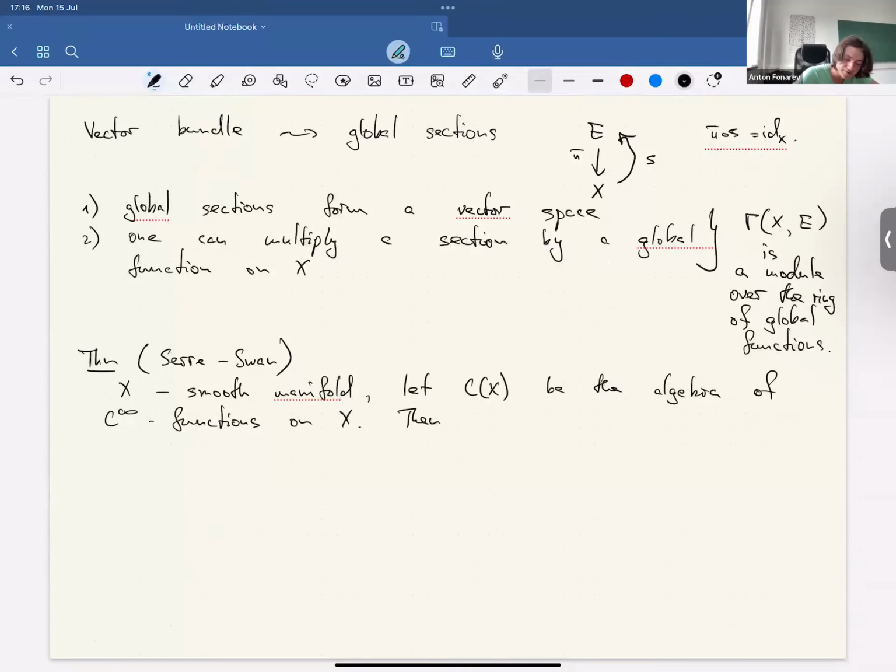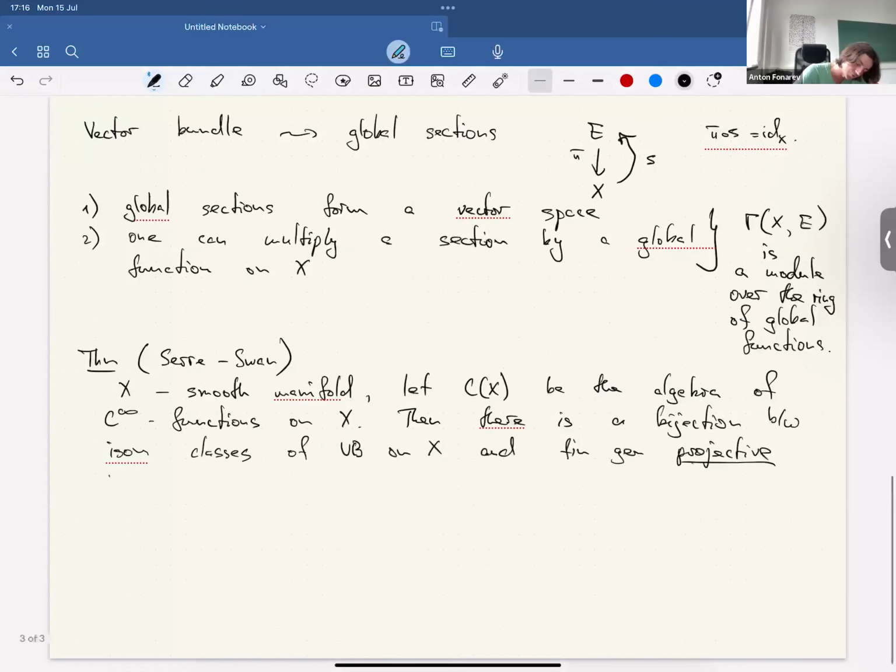Then there is a bijection between isomorphism classes of differentiable vector bundles on X and finitely generated projective modules over this ring C of X, which is a massive, very difficult algebra. And this is given by associating to every vector bundle its module of global sections over X.